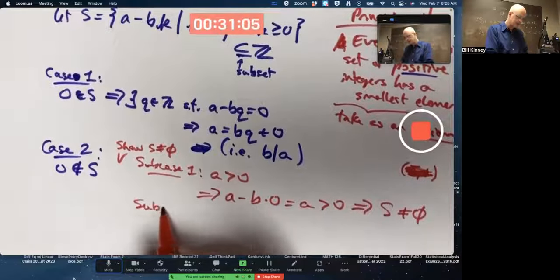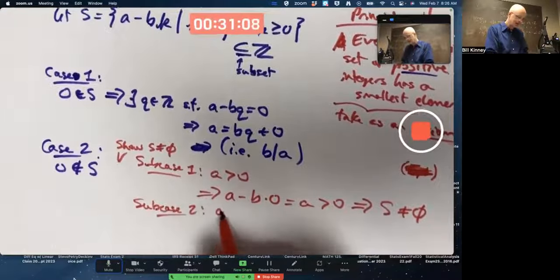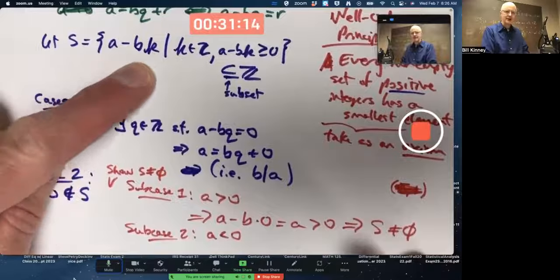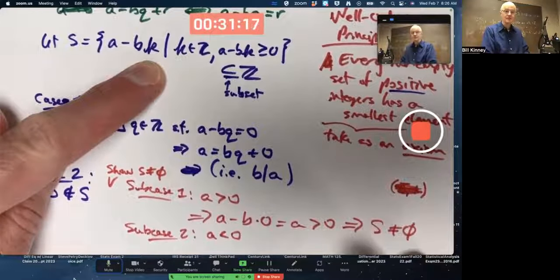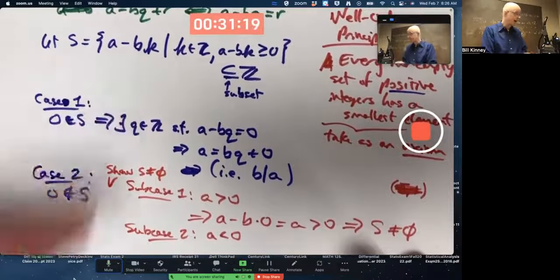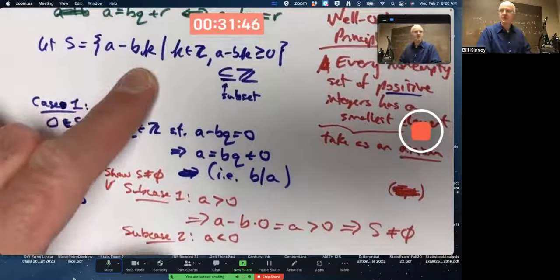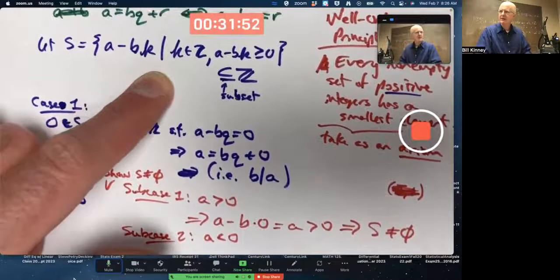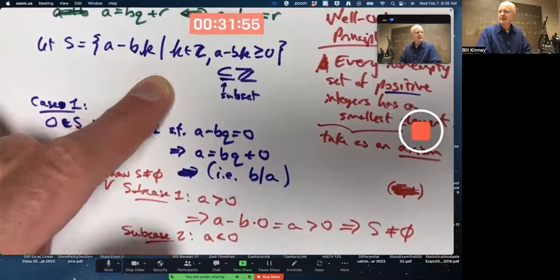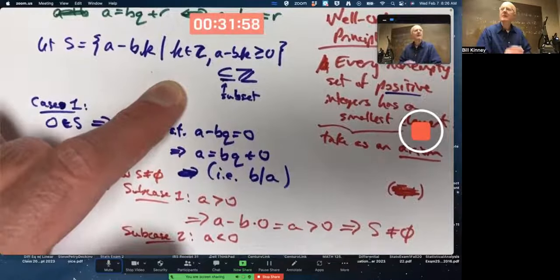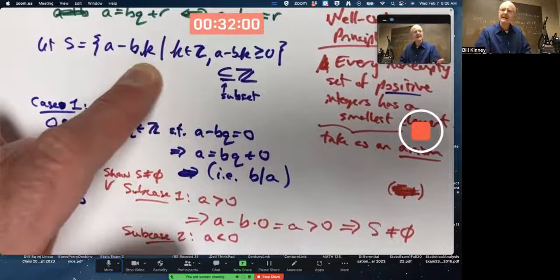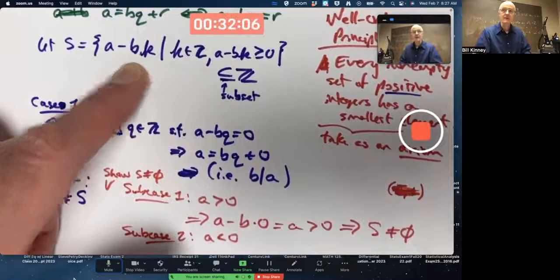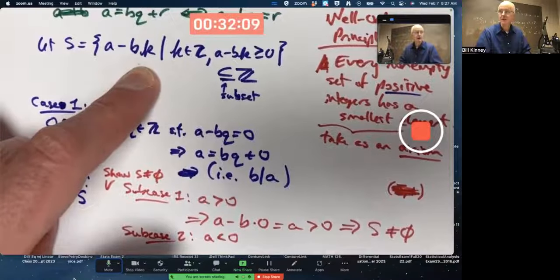Subcase 2, perhaps the trickier case. What if A is negative? Then we've got a negative number minus B times an arbitrary integer. Is there a way to show that's sometimes positive? It should seem intuitive since you have such freedom in choosing K. But if A is negative and you're subtracting B, which is a positive number, times K, it would seem like typically you're going to get a negative number here. Oh, but maybe if K itself is a big enough negative number, that would make this product B times K a really big negative number, and subtracting a really big negative number would result in a positive number.